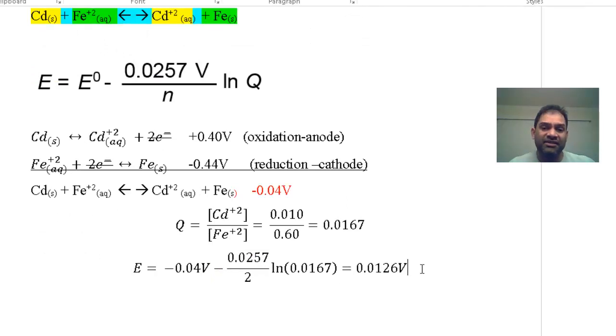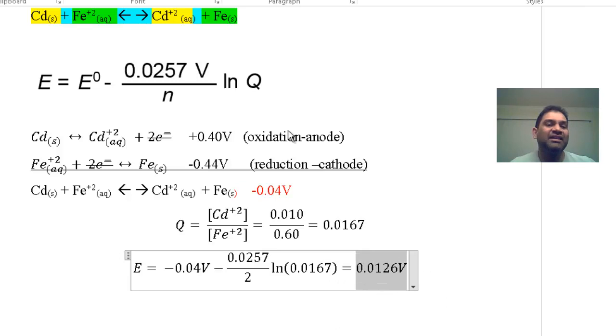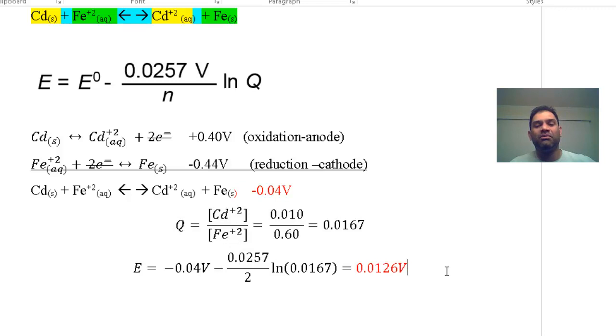So under standard state conditions, it's not spontaneous. It will not go to products. Under these conditions of 0.01 Cd plus 2 and 0.60 Fe plus 2, it is spontaneous. It will go to products. 0.0126 is a pretty small amount. Just want to bring your attention, natural log of 0.0167 is negative. Negative into a negative is a positive.